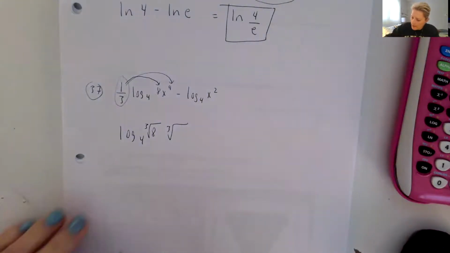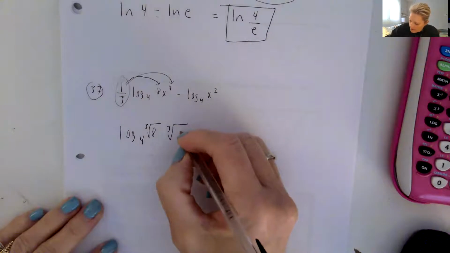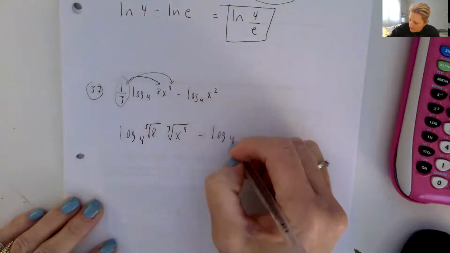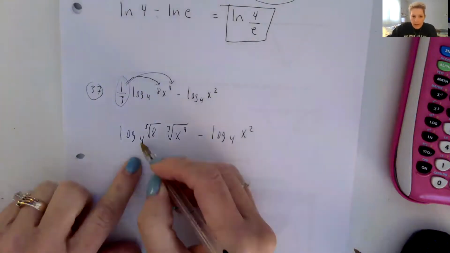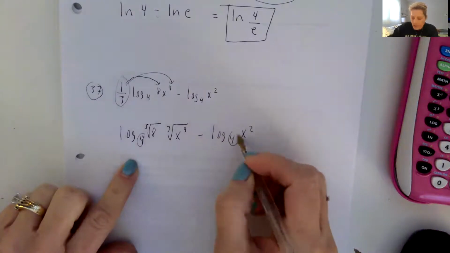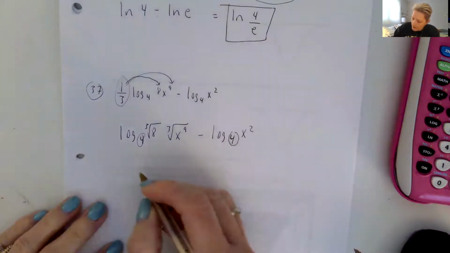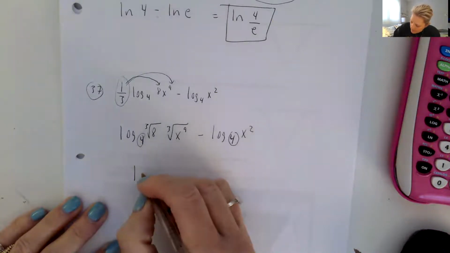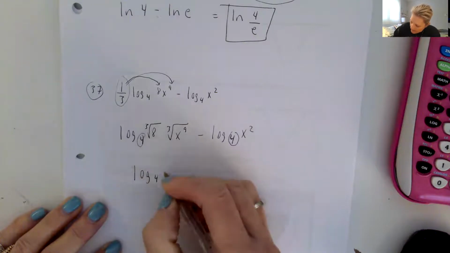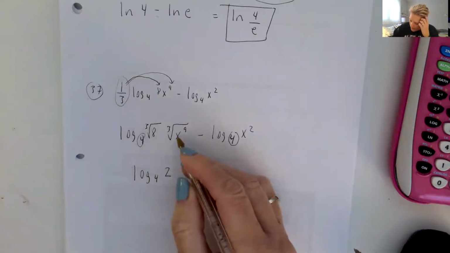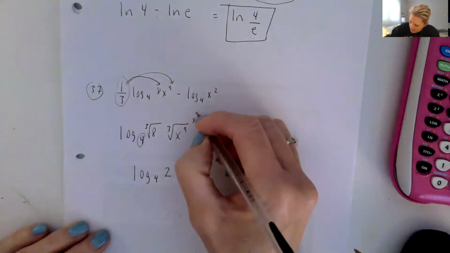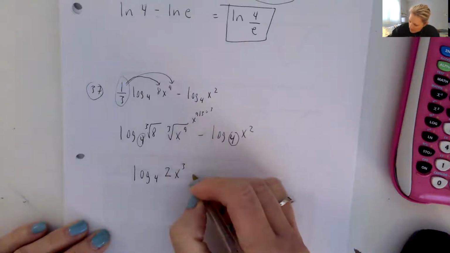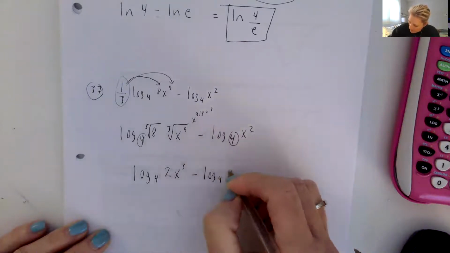Okay, so we're bringing this back together. So this is going to be the cubed root of x to the 9, and then minus log base 4 of x squared. And we can combine these because they're all log base 4. So that's the key, is they have to be the same base. So this cubed root of 8 is 2, and x to the 9 thirds is x cubed. So that's going to be log base 4 of 2x cubed minus log base 4 of x squared.